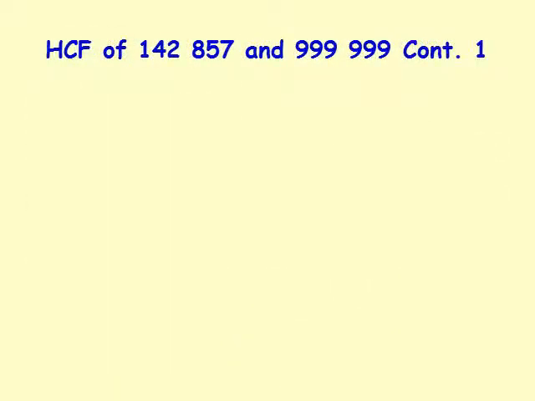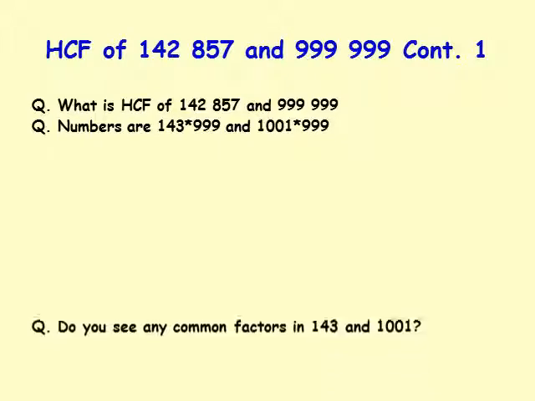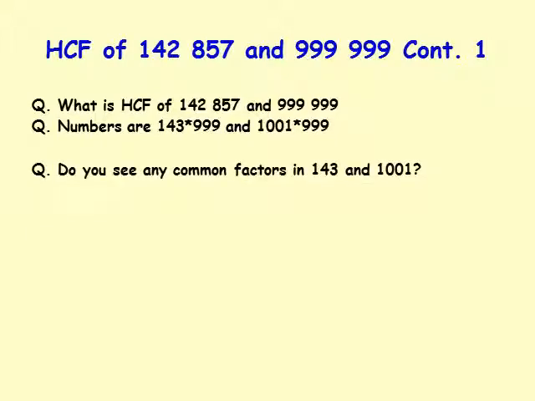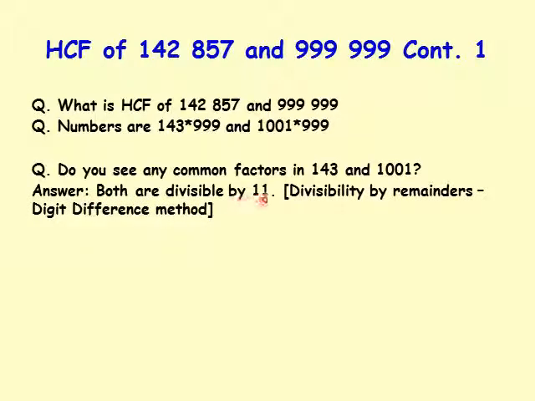So let's continue with the same example here. We already know that the two numbers are 143 times 999 and 1001 times 999. Let's see if there are any common factors. We know 999 and 999 are common factors, so let's look at the other factors now, 143 and 1001. Both are divisible by 11.